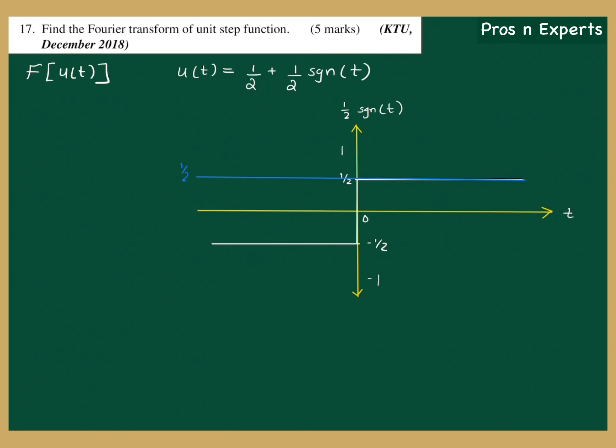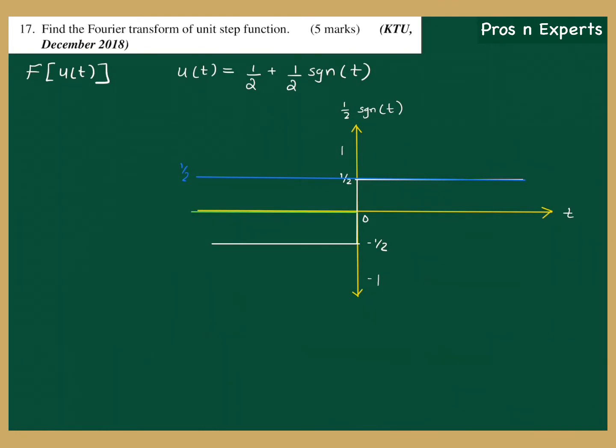I can represent it in another color. What will happen at negative time interval? You will find half and minus half. What will you get if you add minus half and half? It will be 0, right? So at the negative time you will get 0 as the output signal.